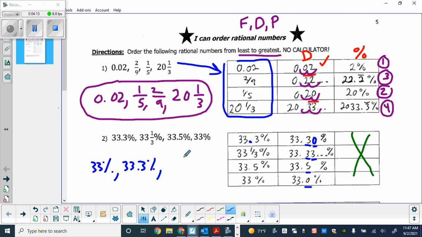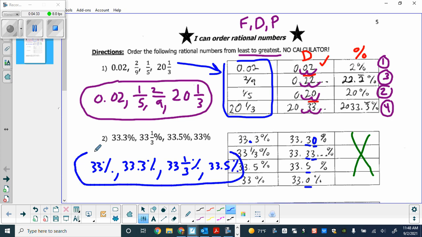Then my 33.33 repeating, which is the 33 and the 1/3. So because this 1/3 keeps going, it's bigger than that 0.3 right there. And then the largest number we'd have is the 33.5%. All right, and we have now listed these percentages from least to greatest.